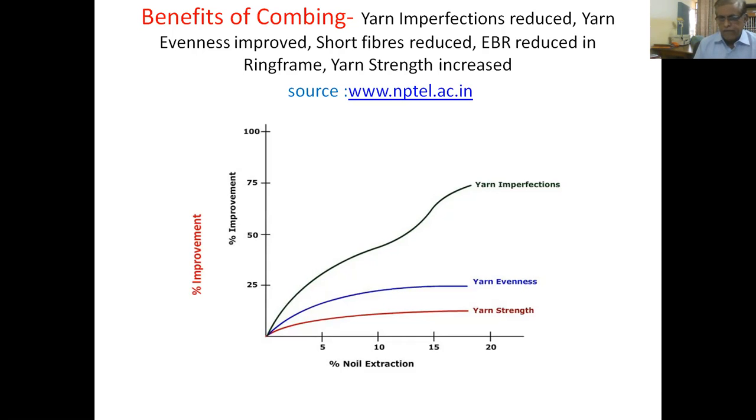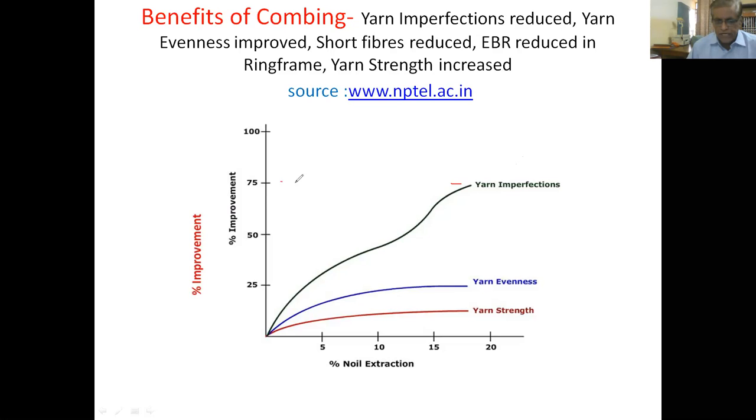For example, yarn imperfections are reduced. Yarn imperfections means the thin places, thick places, and neps. So there is some reduction in the thin, thick, and neps. And how much improvement is there? We can see that the improvement in yarn imperfections is of the order of 75%. So up to 75%, the yarn imperfections are reduced. That is the biggest benefit of combing. That's why the fabric is looking very clean, white, smooth.